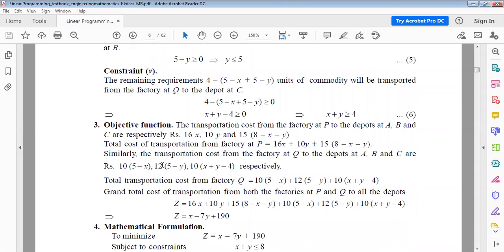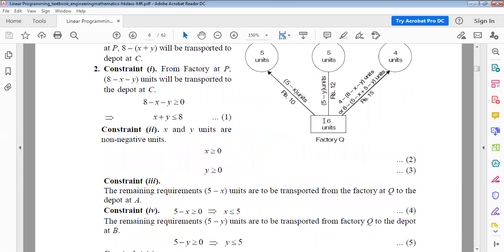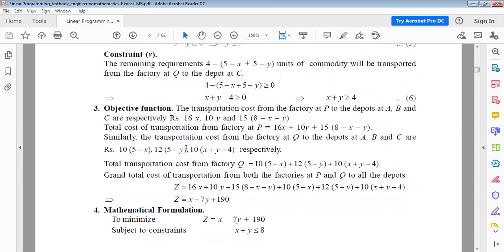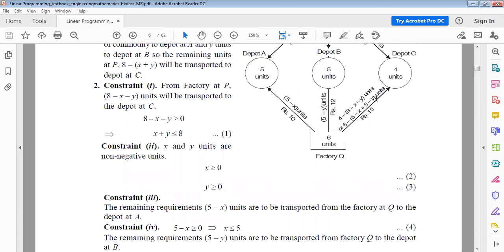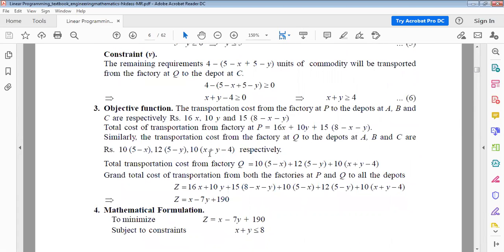Similarly, the transportation cost from the factory Q to the depots A, B, C: 10 into 5 minus X for A. Then for B, the transportation cost is 12 into 5 minus Y, and for C, 10 into X plus Y minus 4. This is the calculation. So the total cost for factory Q will be just the sum of these three.